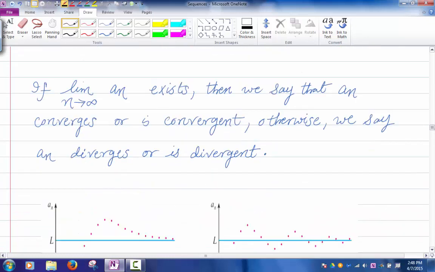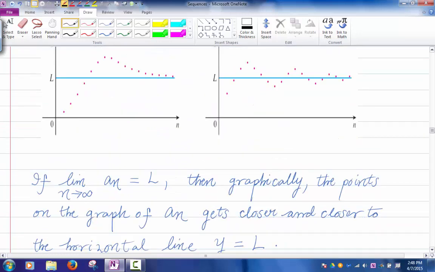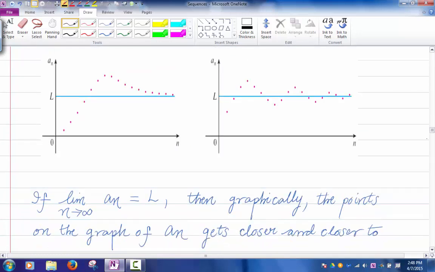Graphically, what is the meaning of a limit? Well, if you look at the graph of the sequence and look at the horizontal line at the limit L, it means that the graph of the sequence is getting closer and closer to the horizontal line at L. Okay? So graphically, the meaning of the limit L is this.